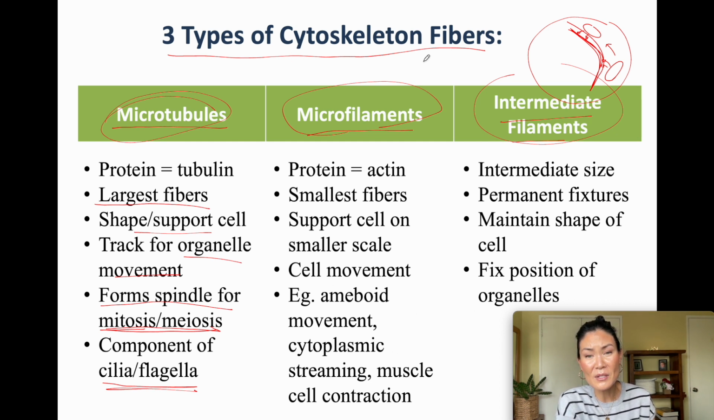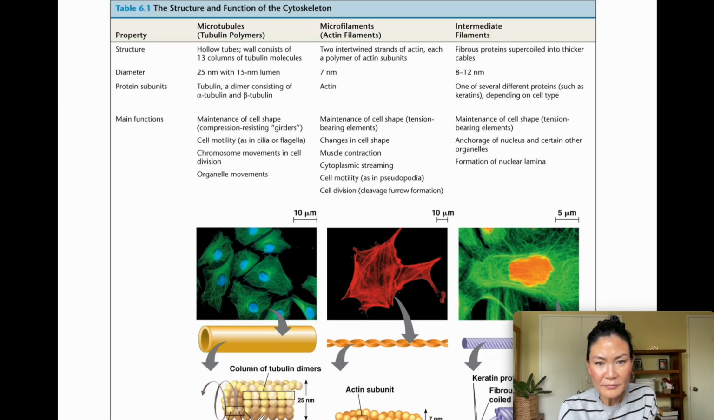Just know that the cytoskeleton provides support for the cell. In this case, the microtubules not only provide support, but also organelle movement and form a spindle for mitosis and meiosis. And then we're going to talk about the microtubules in terms of components, or they make up cilia and flagella, okay?